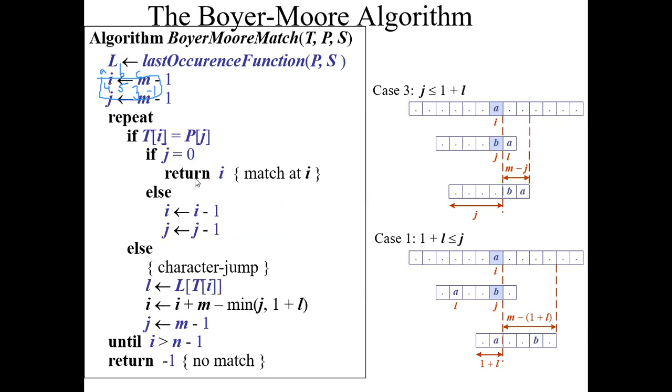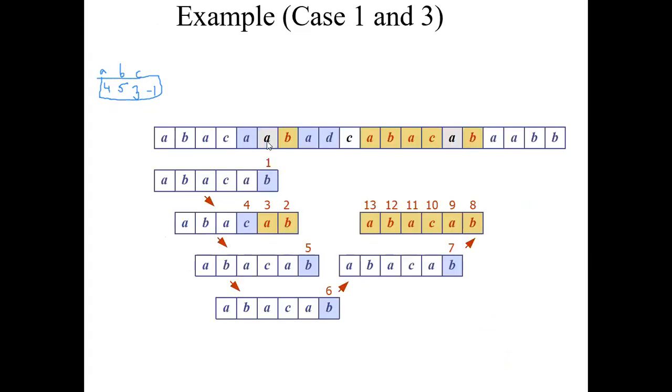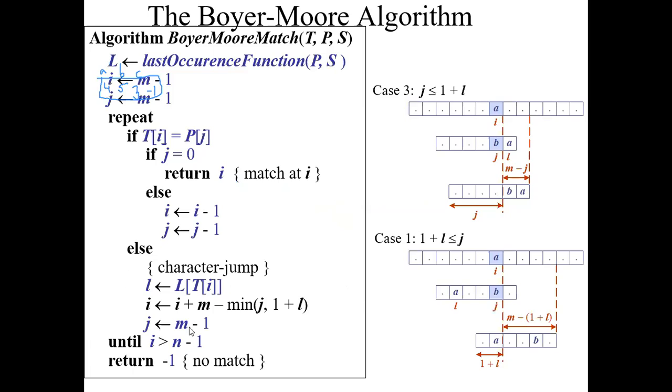So over here what is happening is Ti is not equal to Pj. I am coming here. Small l is capital L of T of I. T of I is which character? A. A की वैल्यू क्या आ रही है यहाँ से? So capital L of small a is 4. L value is 4.